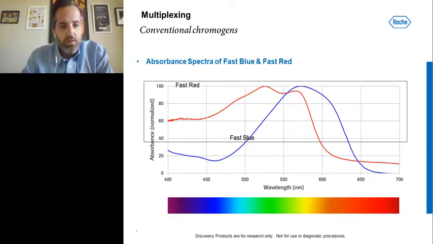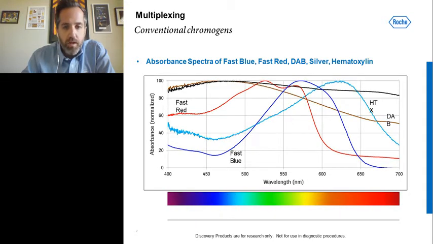And as I mentioned earlier, this is all down to how the new chromogens work. Conventional chromogens such as fast red and fast blue have a very broad absorbance spectra. And this means they're very difficult to deconvolute. And if they overlap, it's very difficult to see different colors emerging. If we lay over additional chromogens and counterstains, such as hematoxylin, DAB, and silver, you can see there's such a broad array of spectra there that it's going to be very difficult to see colocalization events.